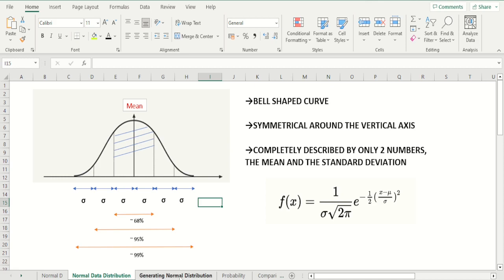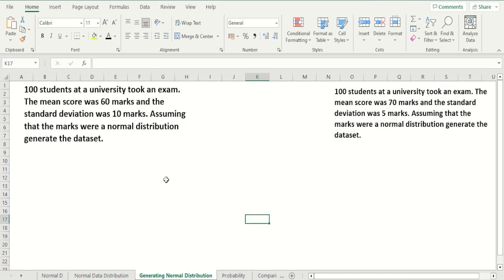So let's quickly jump onto that. We'll begin with an actual question and then try and utilize some of the information that we just saw and see how that can be used to plot the normal distribution within Excel. So scenario 1, we have 100 students at a university who took an exam, and the mean score was 60 marks. In this case, the assumption is that the total marks are 100 marks, though it's not written. The mean score of the team was 60 marks and the standard deviation was 10 marks. Assuming that the marks were a normal distribution, generate the data set.